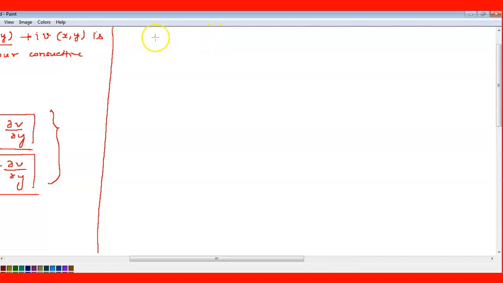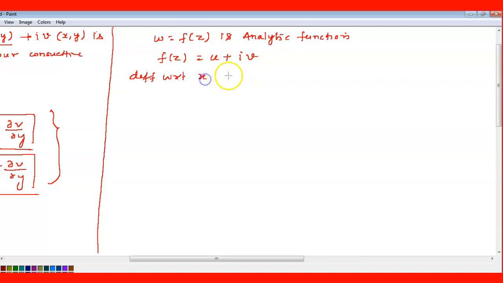So consider w is equal to f of z. This is an analytic function; we are assuming this is analytic. So f of z being analytic means f of z can be written in terms of u plus iv, right? F of z is equal to u plus i into v, right? So now this one we differentiate with respect to x partially.